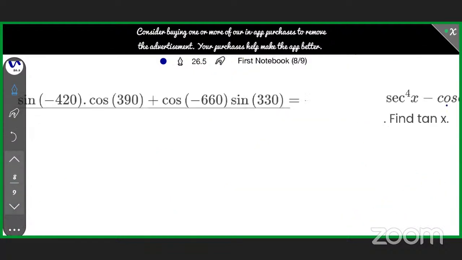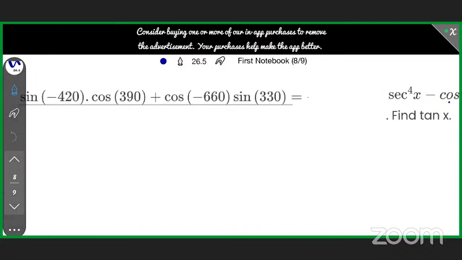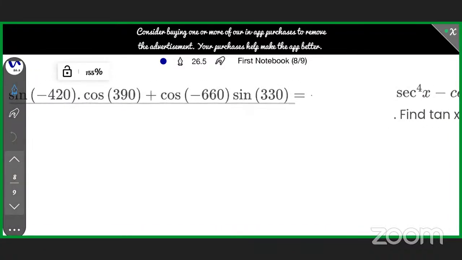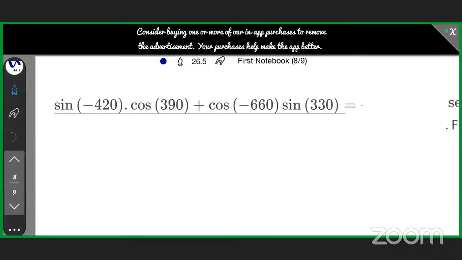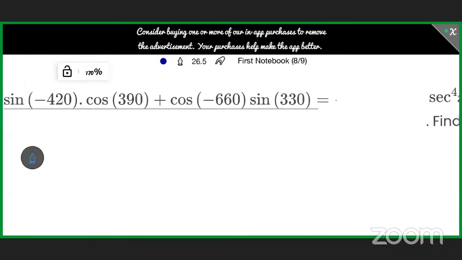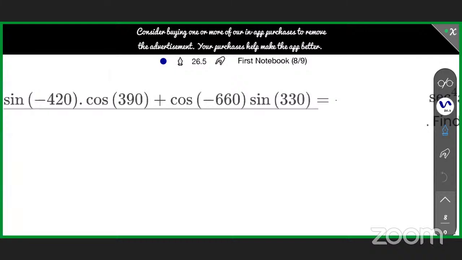The problem is displayed on screen here. Find the value of sine of minus 420 into cos 390 plus cos of minus 660 and sine 330.